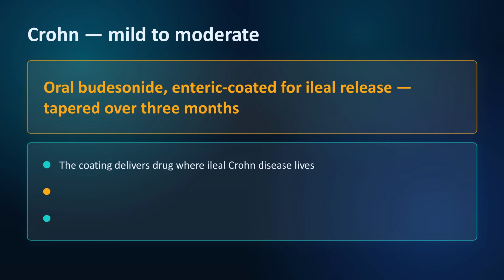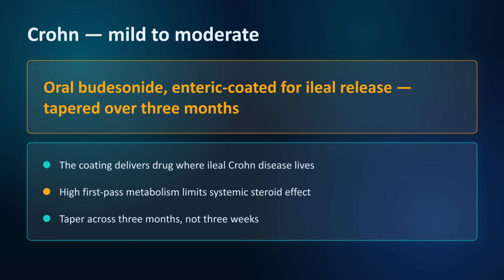The high first-pass metabolism limits systemic steroid effect, as we discussed with the colonic version, and the taper runs over 3 months, not 3 weeks. This is a slower withdrawal than most steroid tapers residents are used to writing. It is much better tolerated than prednisone, which is why it sits below it on the ladder.